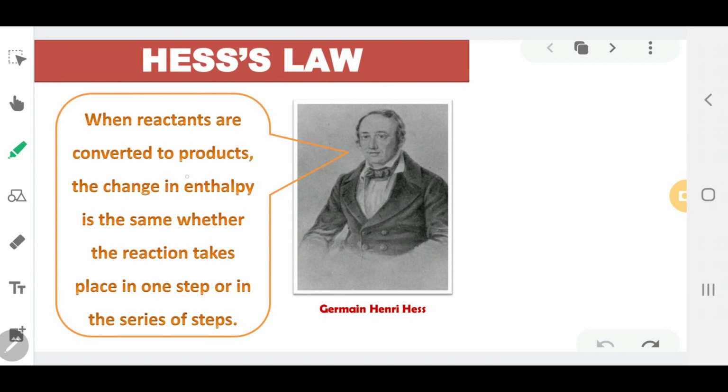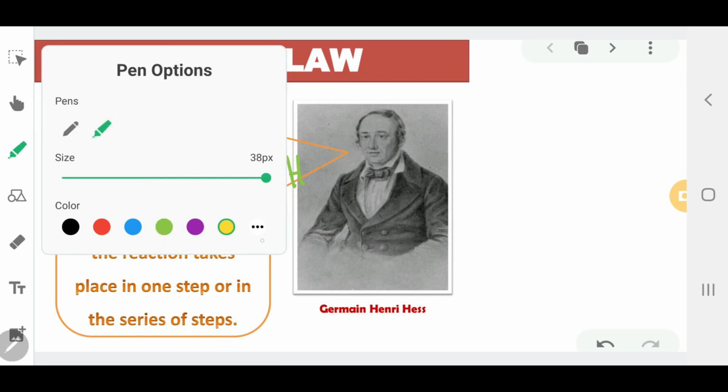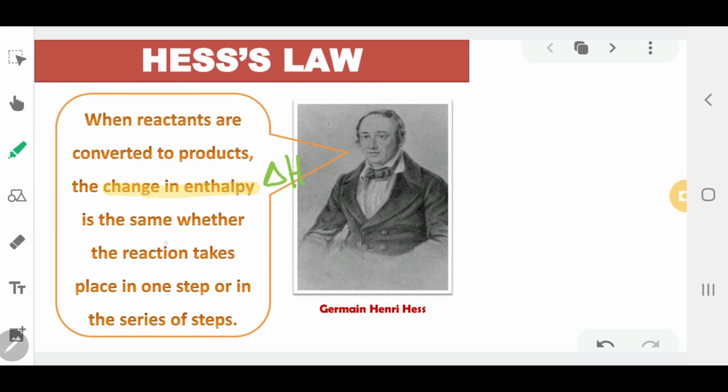Hess's law states that when reactants are converted to products, the change in enthalpy, delta H, will be the same whether the reaction takes place in a single step or in a series of steps. The keywords over here are reaction, in one single step, or in a series of steps.